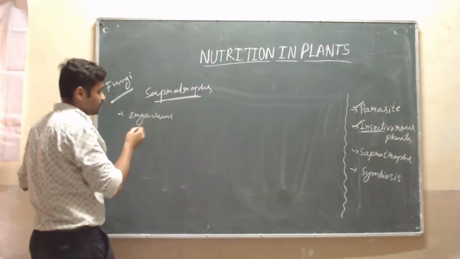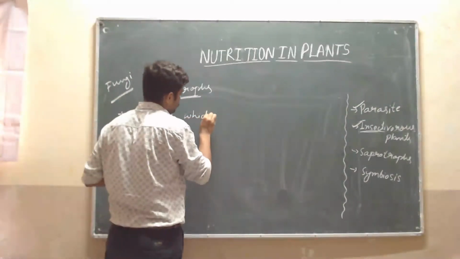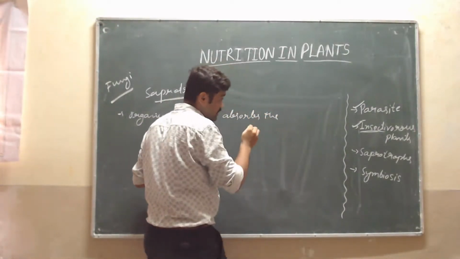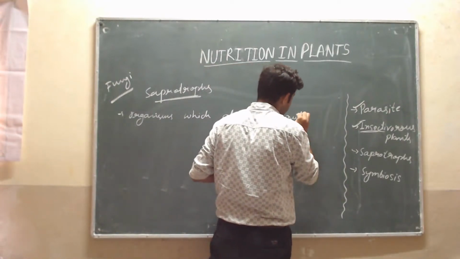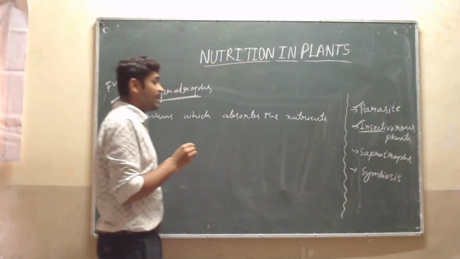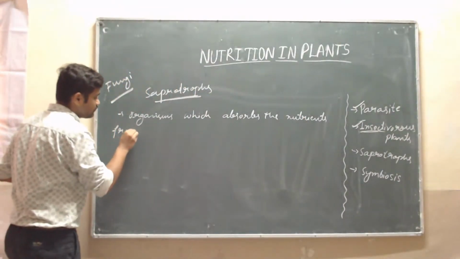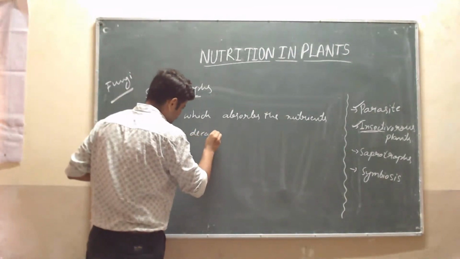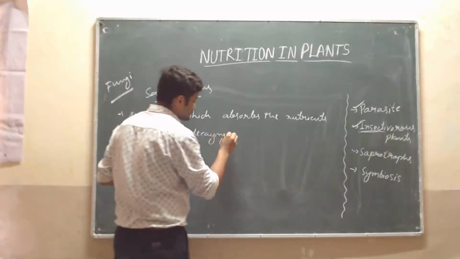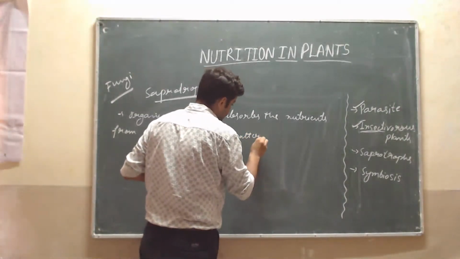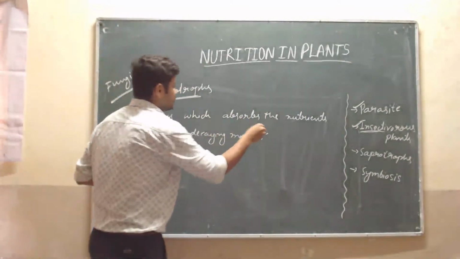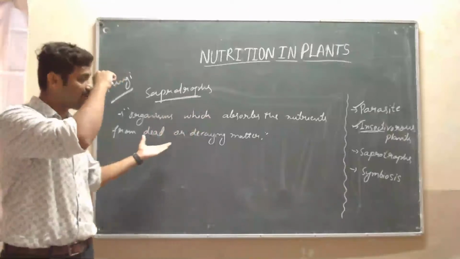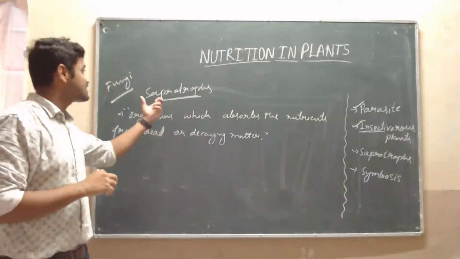Organisms which absorb the nutrients, from where? From dead or a decaying matter. See, saprotrophs are nothing but the organisms which absorb the nutrients from dead or a decaying matter. Okay, these are called as saprotrophs.